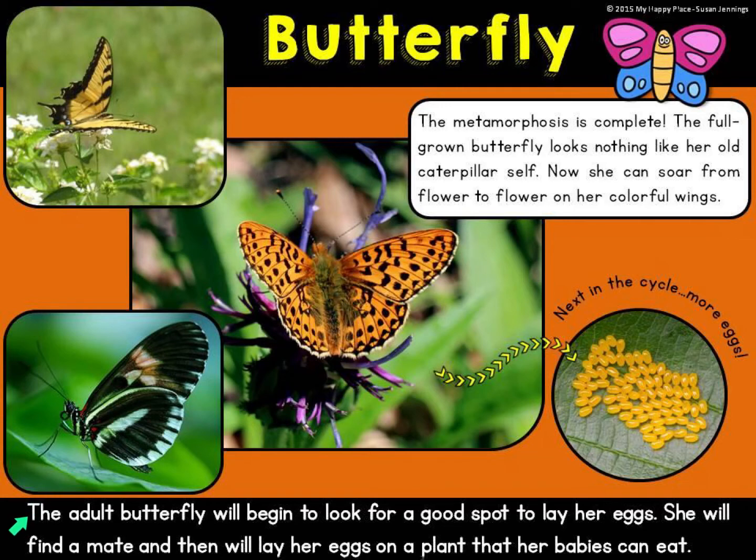The adult butterfly will begin to look for a good spot to lay her eggs. She will find a mate and then will lay her eggs on a plant that her babies can eat. So the cycle will begin all over again.